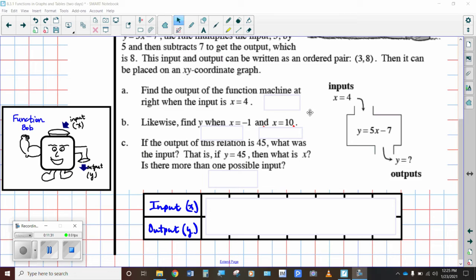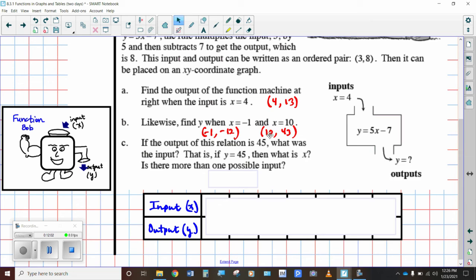All right, so what did we get? When you plug X equal to 4 into this machine, you get 5 times 4 is 20, and 20 minus 7 gives you 13 for an answer. So this would be the ordered pair that would apply to that situation. When X is 4, Y is 13. When you put in the -1, 5 times -1 is -5, and -5 minus 7 gives you -12. So that would be the ordered pair (-1, -12). And then when X is 10, that becomes 50 minus 7, which is 43.